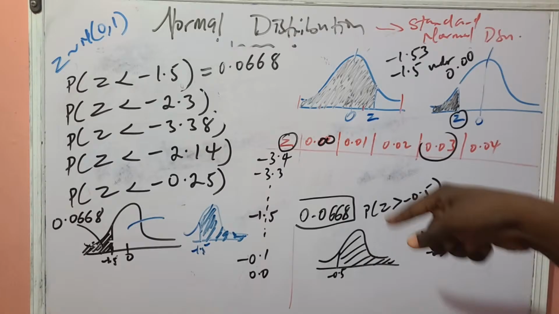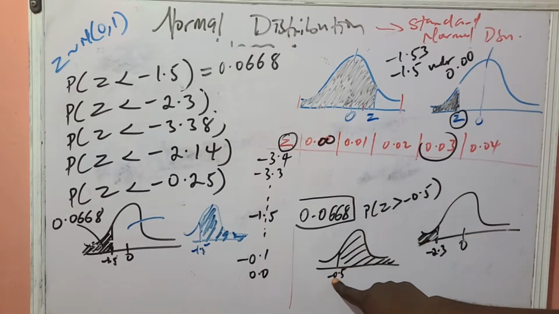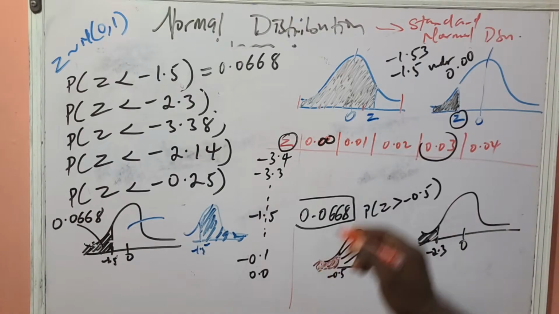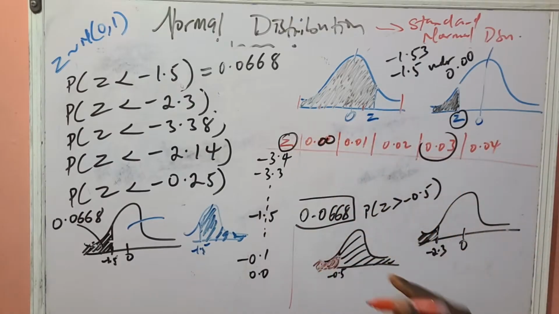What your table will give you, if you check it using this value, is the area from left to right. This is the area your table will give you. It doesn't give area from right to left, it gives area from left to right. So if you go and fix that answer as your result, you'll be wrong, because every part of your table is always from left to right.